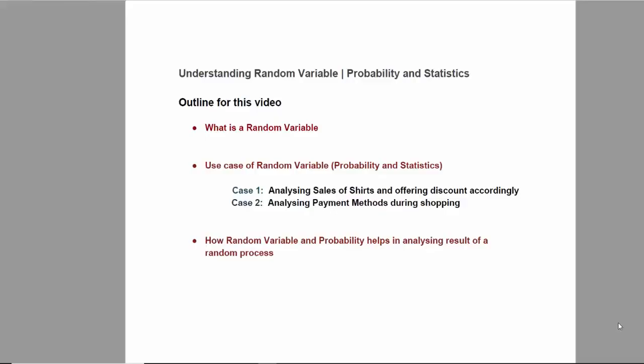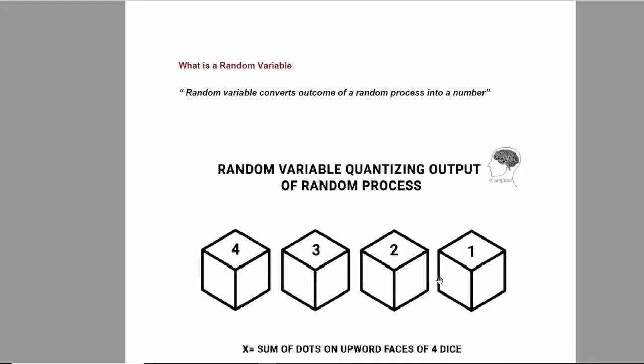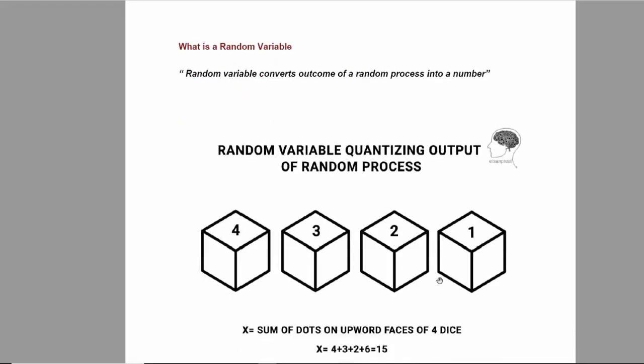Now let us dive into the definition. What is a random variable? We have heard this word many times, even if you are in your plus one, plus two, or in your graduation, you have heard this term. But now let us make the understanding of this term very simple, and help you to know where it is used. A random variable is simply something that converts the outcome of a random process into a number.